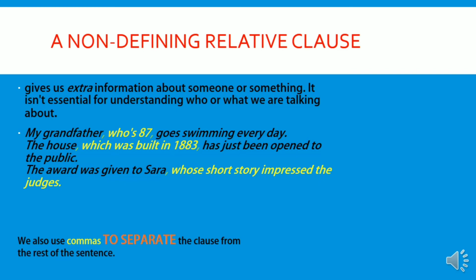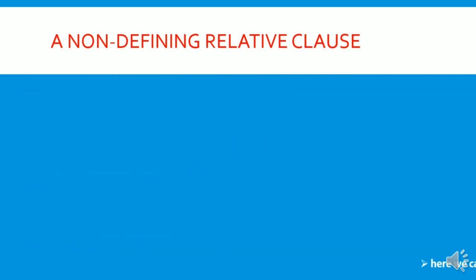This is called the non-defining. Kamu hapus relative clause-nya, masih tetap punya artinya. Ingat-ingat itu ya. Jadi kalau yang non-defining pasti ada koma. Okay, next. Tapi kita nggak bisa menggunakan relative pronoun di sini.